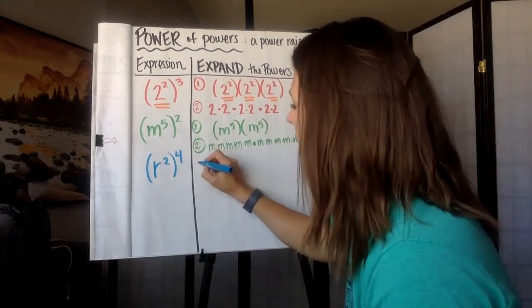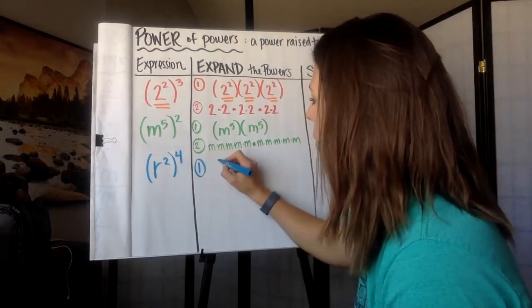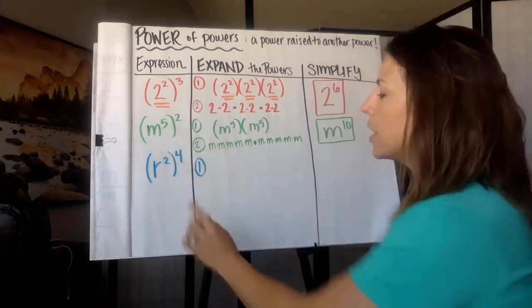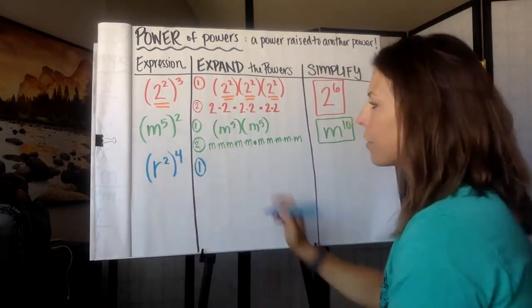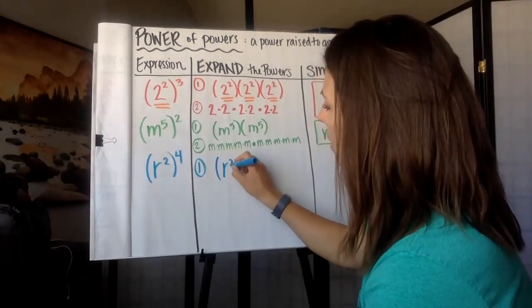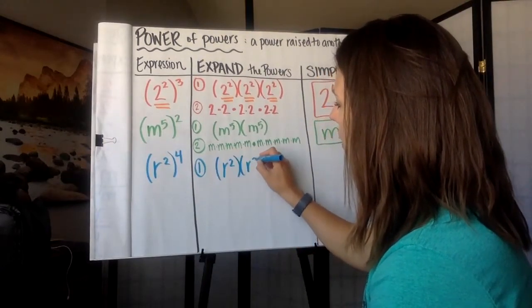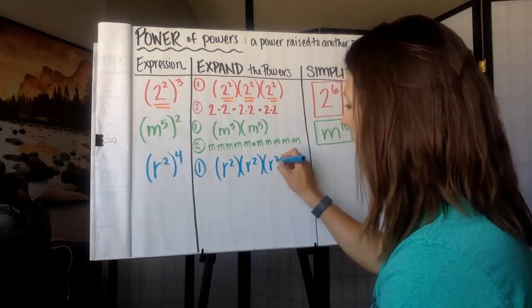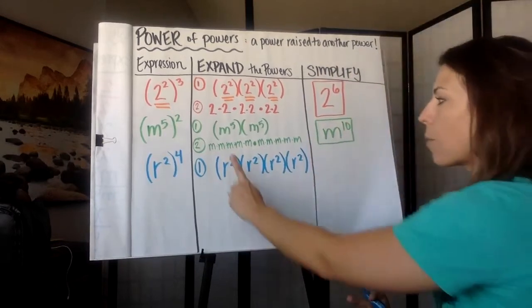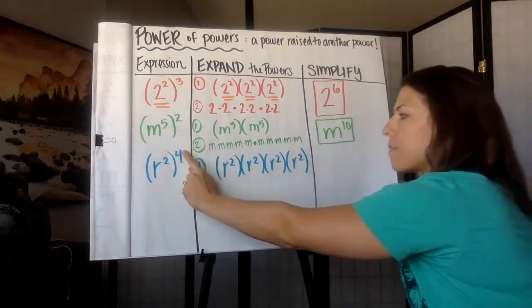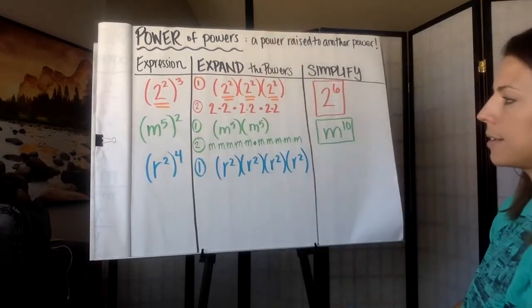Okay, let's go over it. Step 1, start with the outside power. So this is telling me to multiply R to the 2nd power by itself 4 times. R to the 2nd power times R to the 2nd power times R to the 2nd power times R to the 2nd power. So I've got 1, 2, 3, 4. So the first power is done.